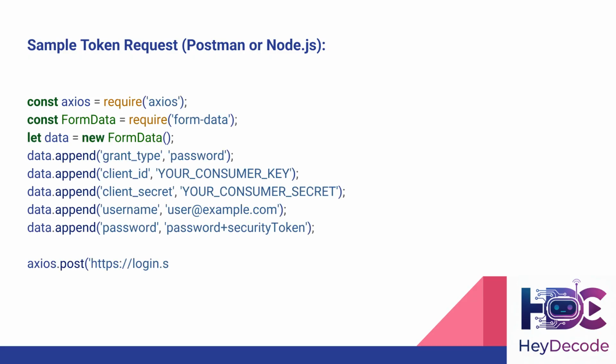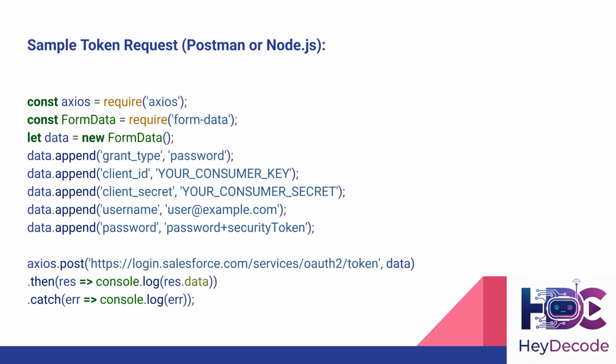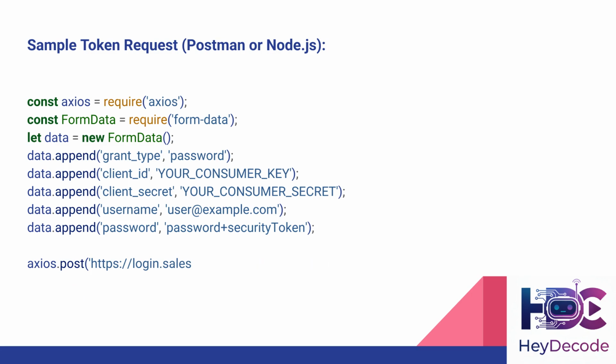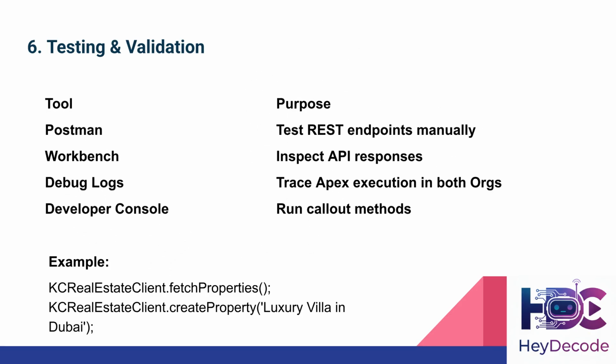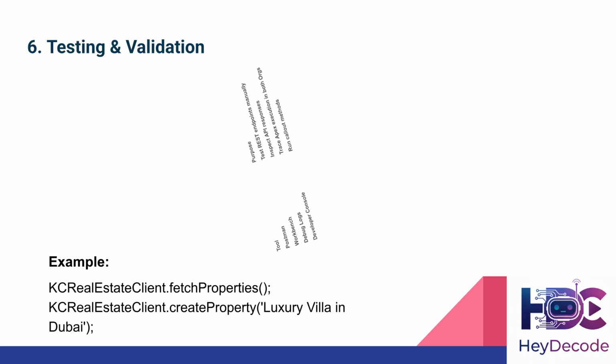This slide provides a sample token request using Postman or Node.js. It illustrates how to append grant type, client ID, client secret, username, and password to obtain an access token from the Salesforce OAuth endpoint. Testing and validation can be performed using tools like Postman, Workbench, debug logs, and the developer console. The example shows invoking "fetch properties" and "create property" methods to test the integration.